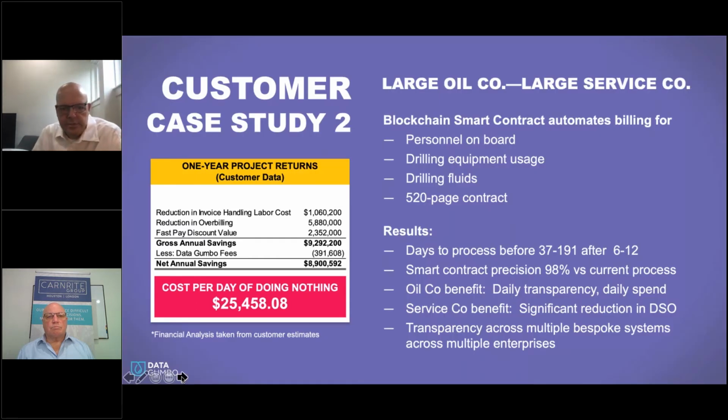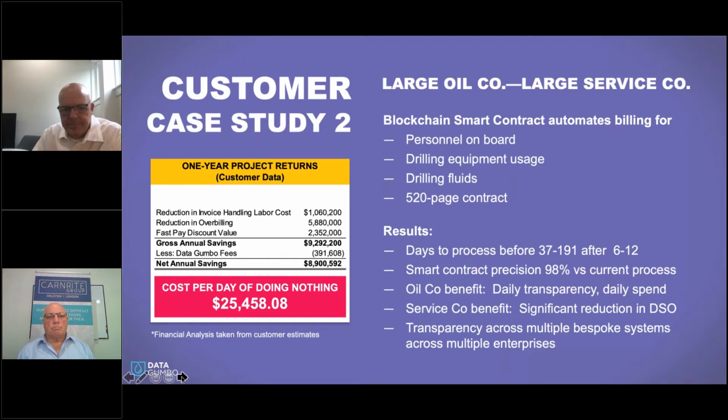The next slide shows an offshore drilling contract. Now this one is actually pretty interesting because it's a 520-page contract for drilling equipment, fluids, and personnel on board. We realized 98% precision with the existing contract, except we were able to generate the contract the next day into the next month. So we were asked to do it at a monthly contract.